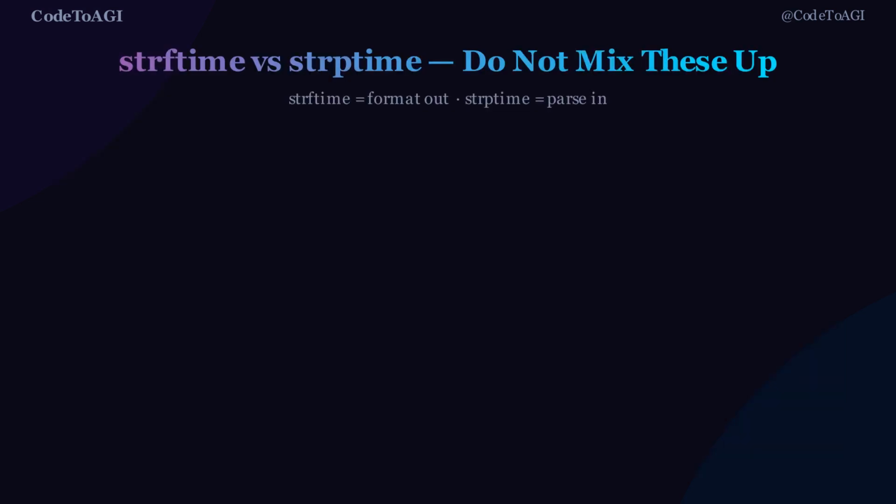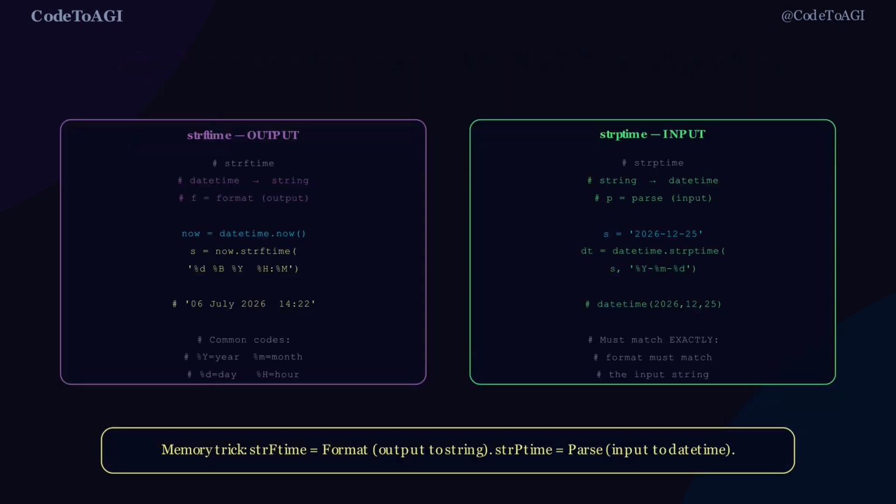2 functions everyone mixes up, strftime and strptime. strftime, datetime to string. F stands for format. Pass a format string with % codes, %Y for year, %m for month, %d for day, %H for hour. strptime, string to datetime. P stands for parse. Pass the raw string and the format it matches. Python converts it back into a usable datetime object. strftime outputs. strptime inputs. Remember which does which.